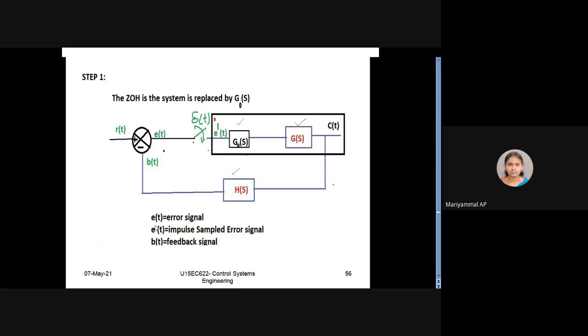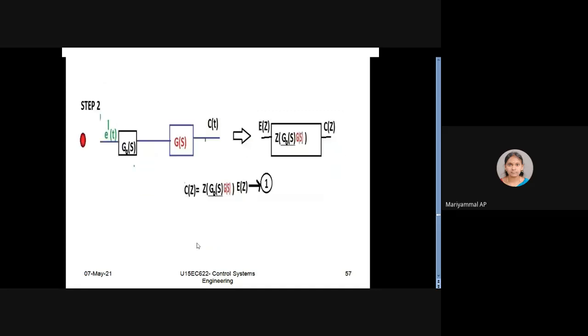I already informed you that e(t) is the error signal. Here e'(t) represents the impulse sampled error signal. Then there is b(t), which is the feedback signal. So now I'm moving to my step number 2.